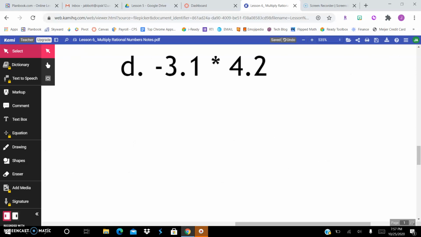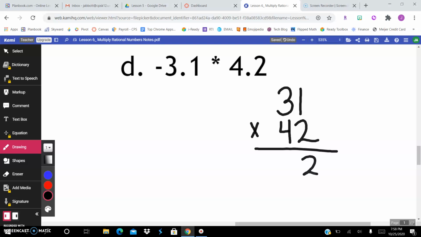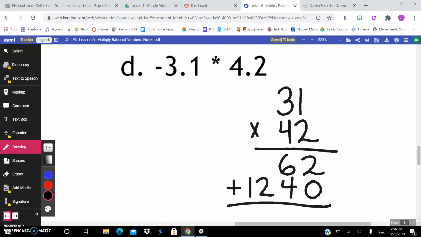And then for decimals, we simply multiply like this would be 31 times 42. And 2 times 1 is 2. 2 times 3 is 6. Put our place value over, so we move over to our tens place. 4 times 1 is 4. And 4 times 3 is 12. And then we add those together.